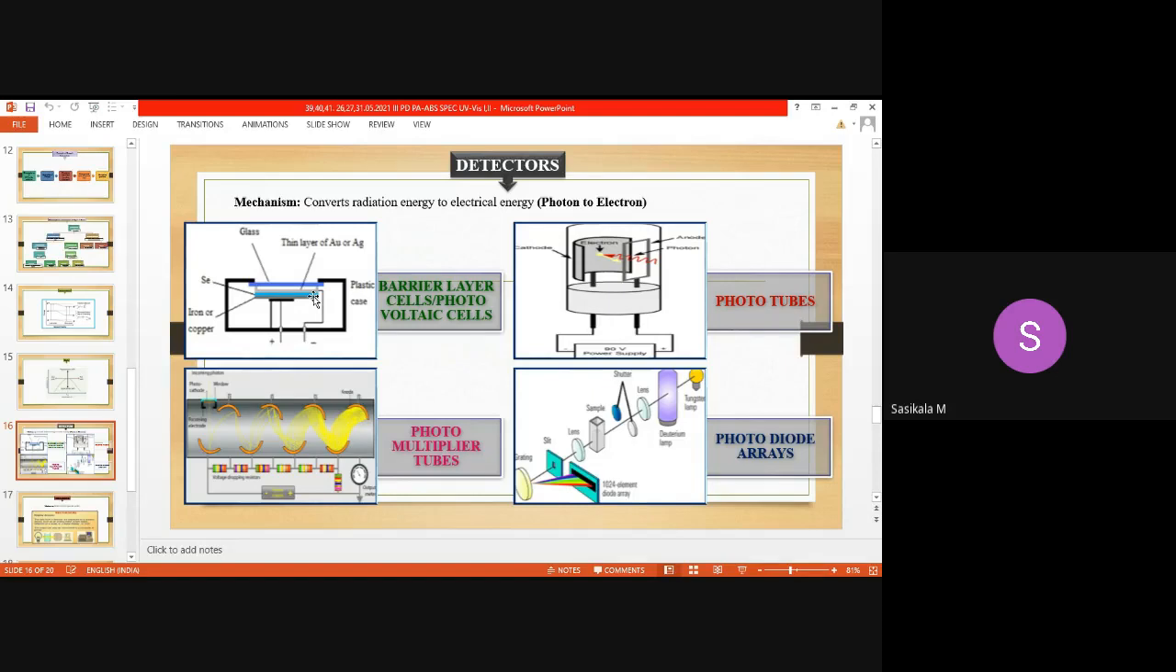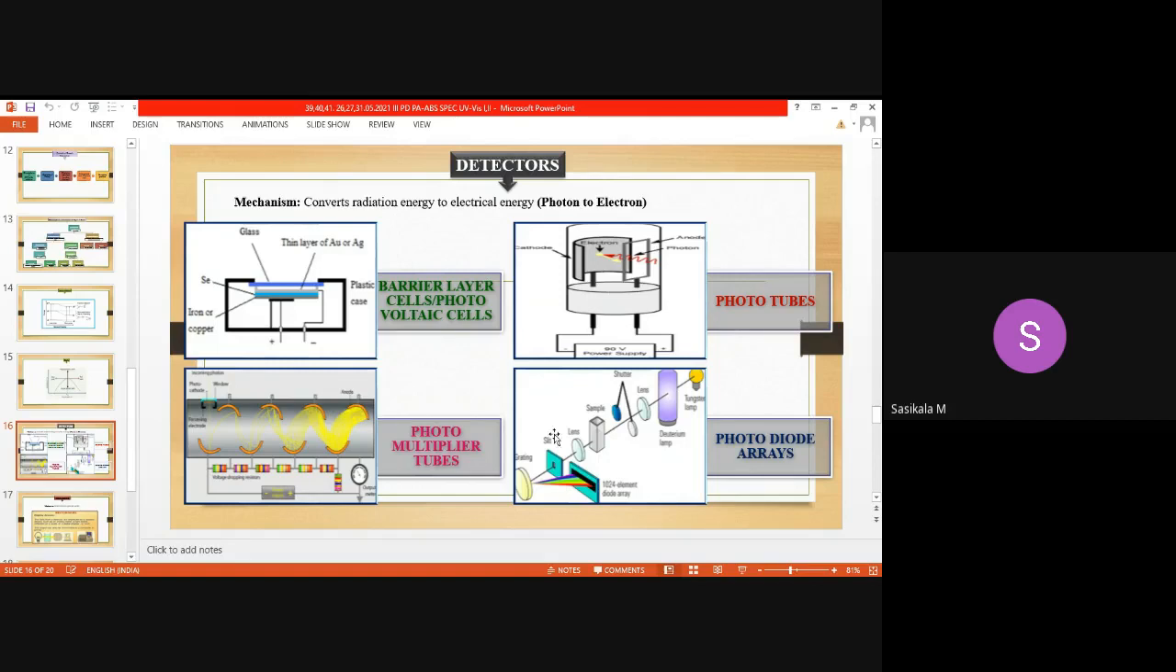From where does the radiation come? From the source, it is passed to the monochromator. Then from the monochromator, it is passed on to the sample. After absorption, the remaining radiation is sent to the detector. So the detector receives radiation energy, and its role is converting radiation energy to electrical energy. That means radiation in the form of photons is converted to electrical energy in the form of electrons. That's why a conversion from photon to electron occurs.